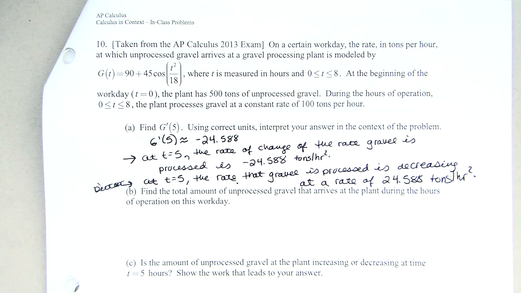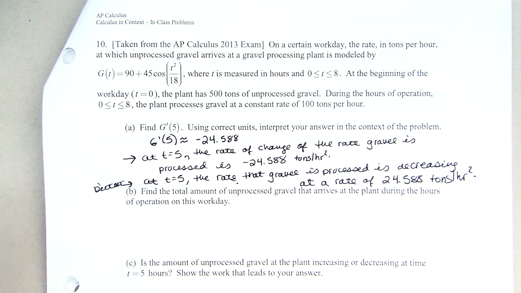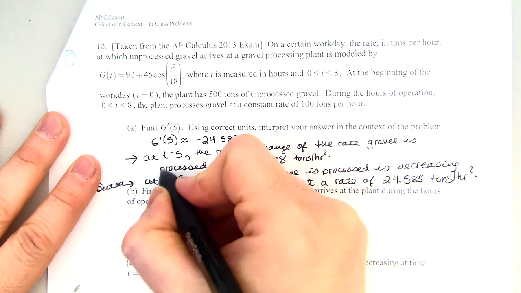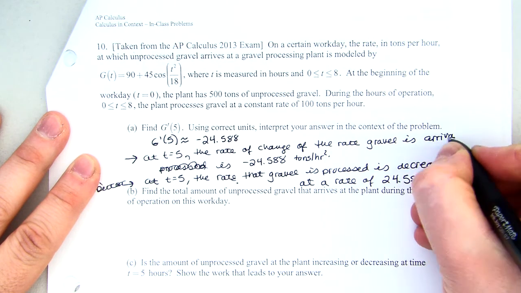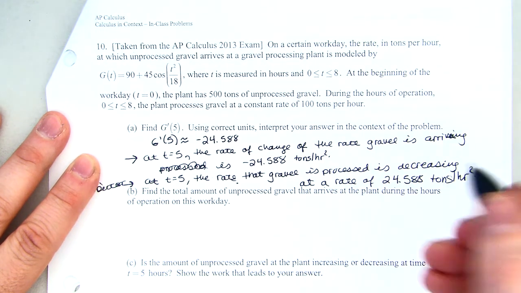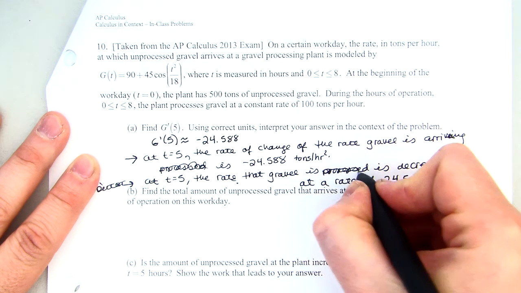Yeah, you are. And I was wrong in part A. And no one said anything. Sorry. You're supposed to say something. What should I have said? The rate of change of the rate gravel is arriving. Yeah, you should have said something. And now the people at home are going to be confused. The rate that gravel is arriving.